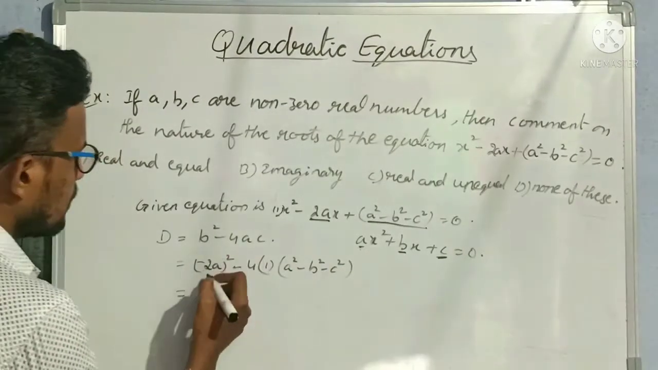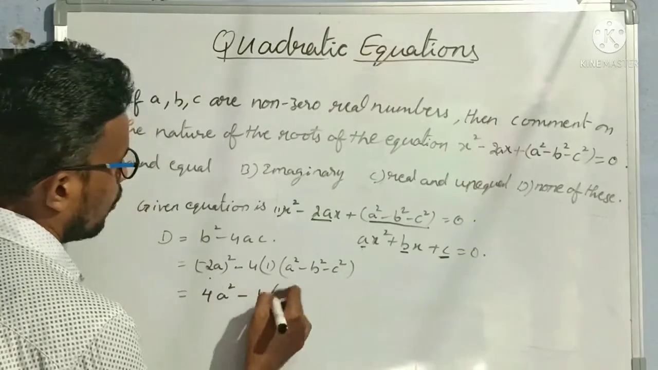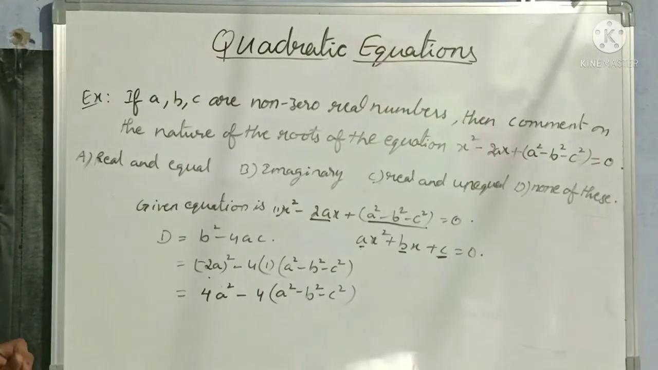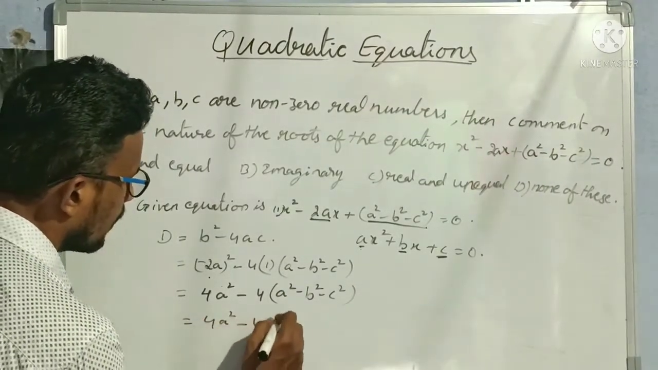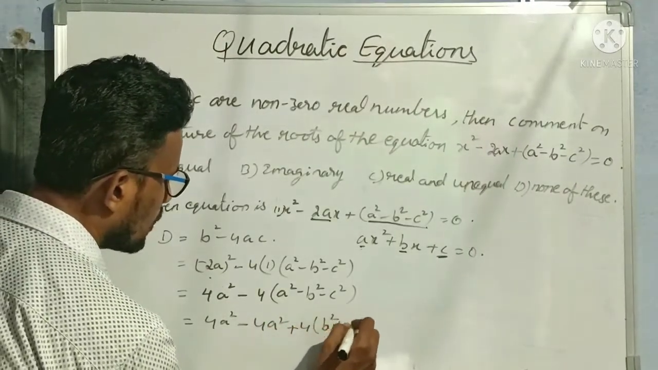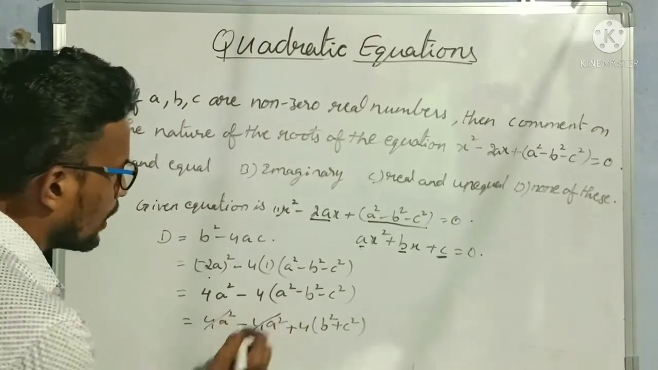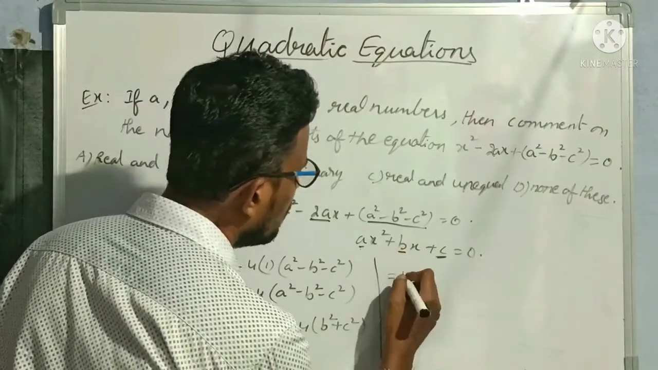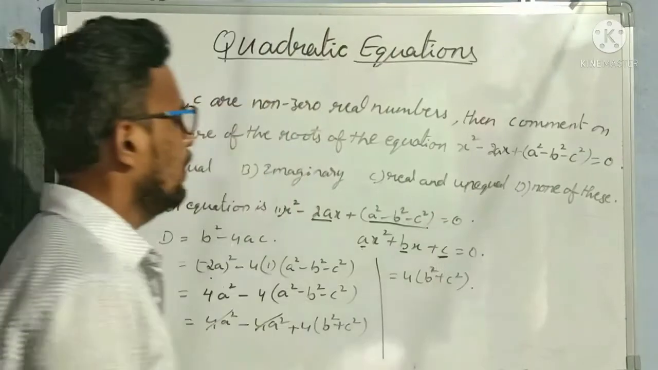So b square means minus 2a whole square, which is 4a square, minus 4 of a square minus b square minus c square. So this again is 4a square minus 4a square plus 4 into b square plus c square, right? So 4a square gets cancelled, and I am left with 4 into b square plus c square.